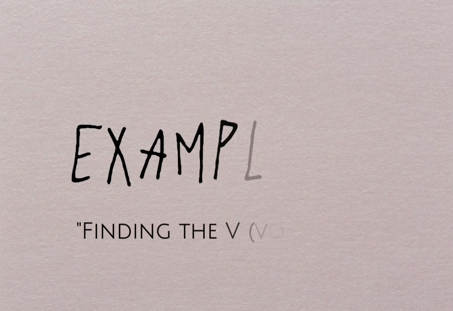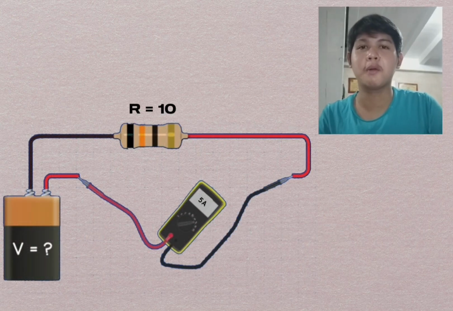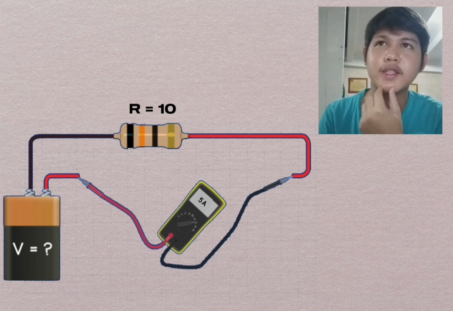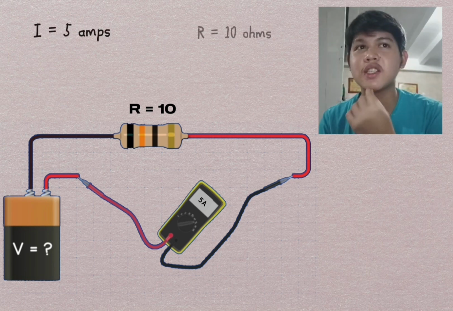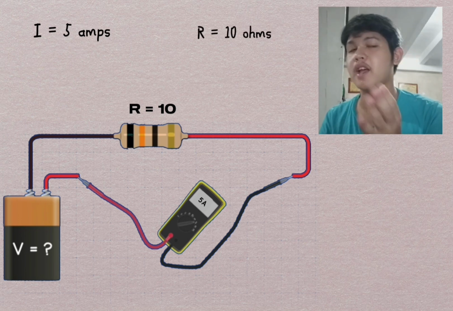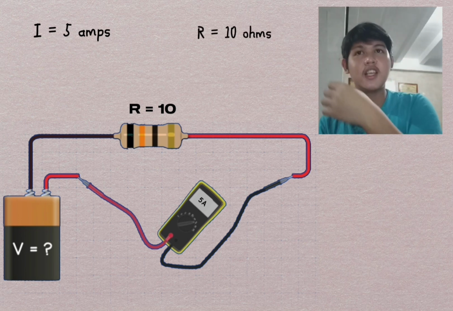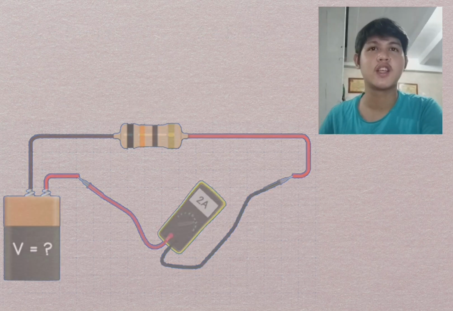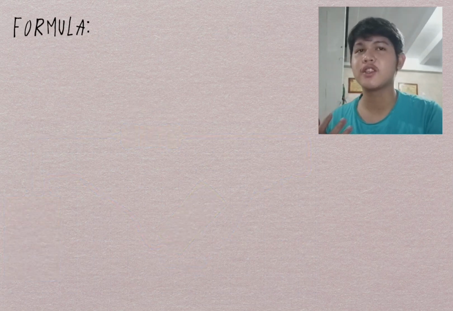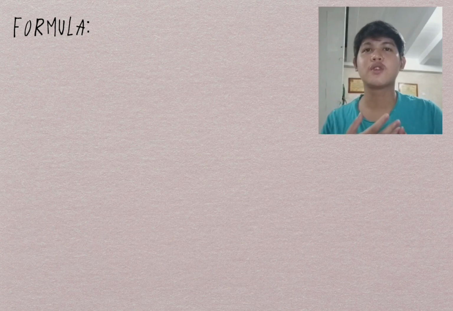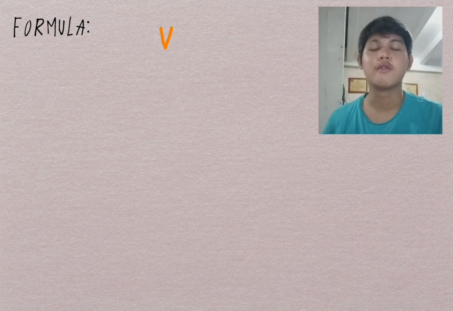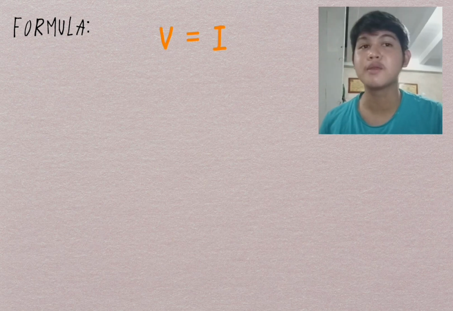Let's now move on to problem 2, finding the voltage. Here's the problem. In another circuit, the current flowing is 5 amps and the resistance is 10 ohms. Based on the given data, let's have a solution for this. What is the voltage across the unit? We apply here Ohm's law, V equals I times R.